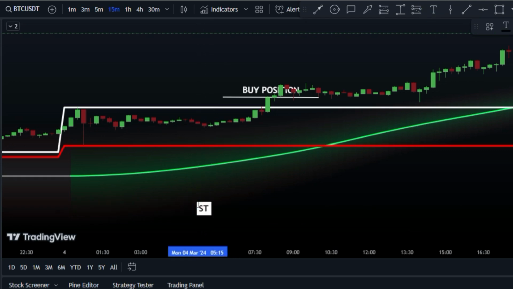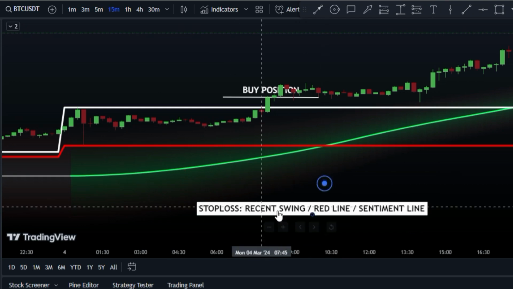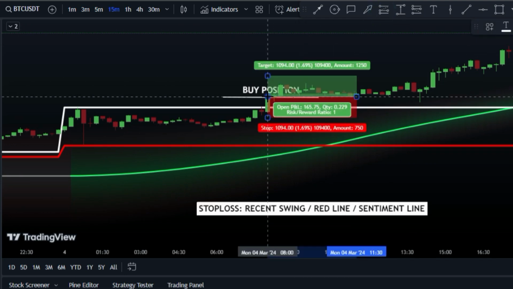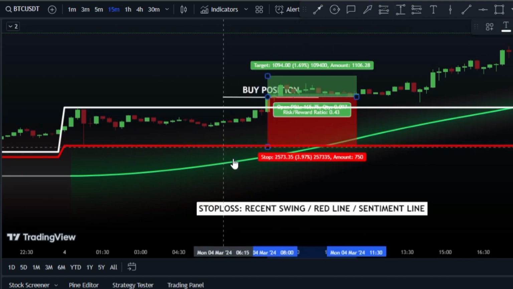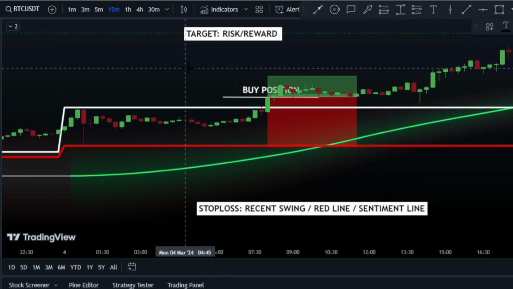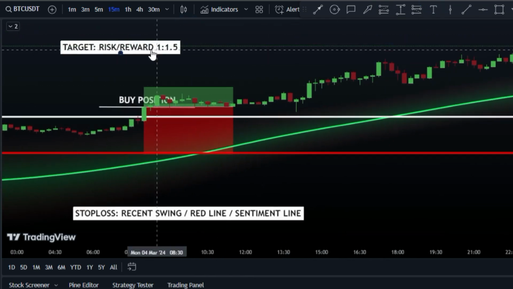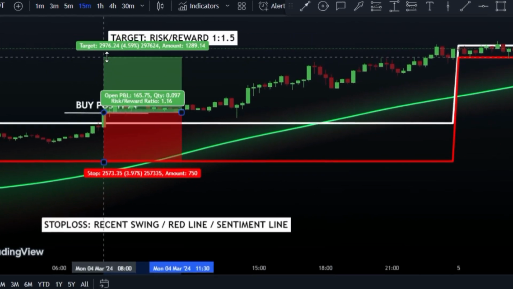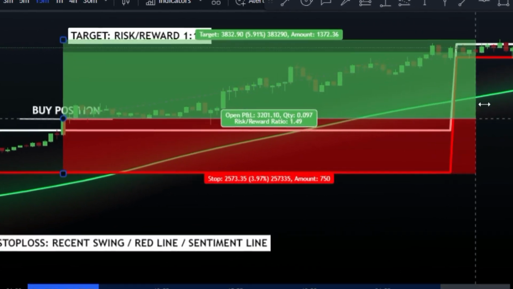Always remember to set a stop loss to protect your trade. For this strategy, you have three options for placing your stop loss: the recent swing low, the red line of the open range indicator, or the sentiment line. Your choice will depend on the market conditions. And to lock in profits, you'll need an exit plan. A good rule of thumb is to set your profit target at 1.5 times the risk of your trade.